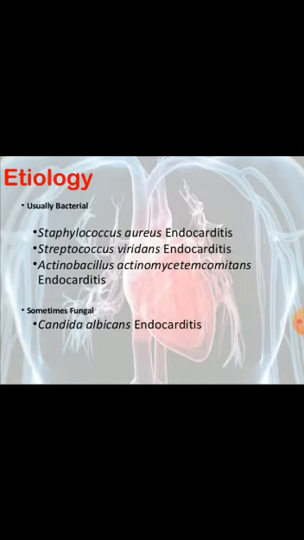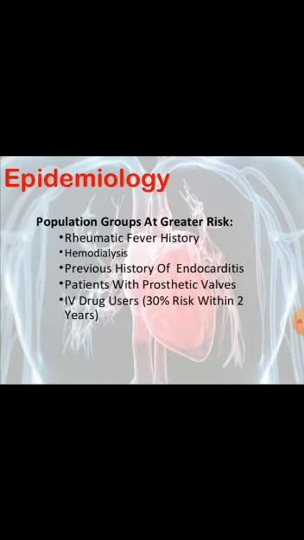There are some bacterial causes, and among them are Staphylococcus aureus, which causes endocarditis, and Strep viridans, which also causes endocarditis. You don't need to memorize these bacterial names, but you must know them. There is Staphylococcus aureus endocarditis and there is Strep viridans endocarditis. And when there is a fungal cause behind the endocarditis, that would definitely be Candida albicans endocarditis.